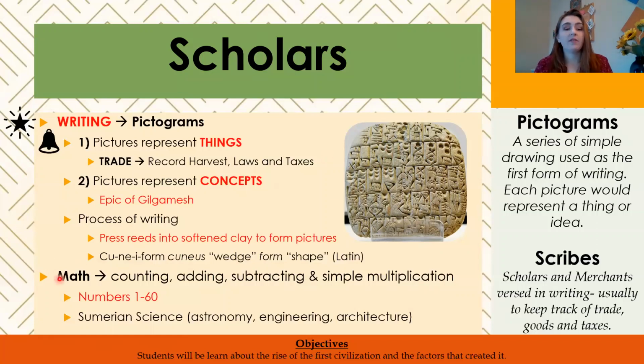At this time, you also have the development of mathematics. You would have counting, of course, to count how much harvest or how many items they had, as well as adding, subtracting, and simple multiplication. At this time, you would have numbers between 1 and 60 relatively available, as well as the development of Sumerian science like astronomy, engineering, and architecture, which developed around this math.